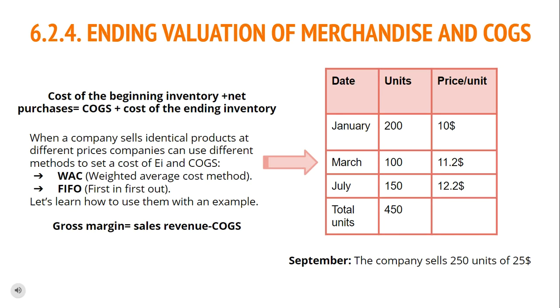Next, regarding the ending valuation of merchandise and the cost of goods sold, the difficulty comes when the company sells identical products at different prices, and the most important methods to calculate the value of the ending inventory are the weighted average cost method and the first in, first out method, and here we can see an example.